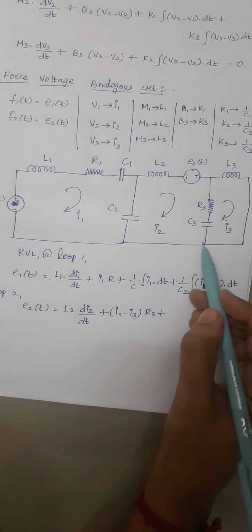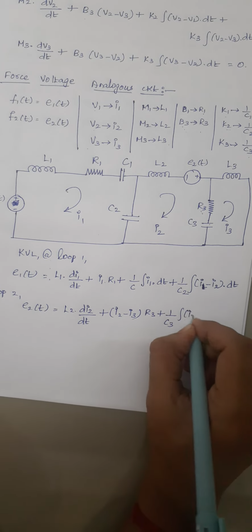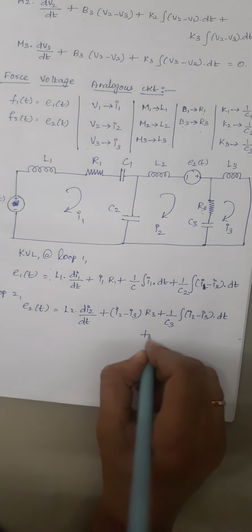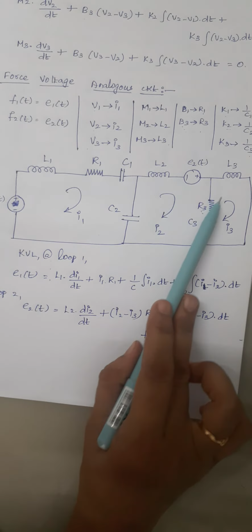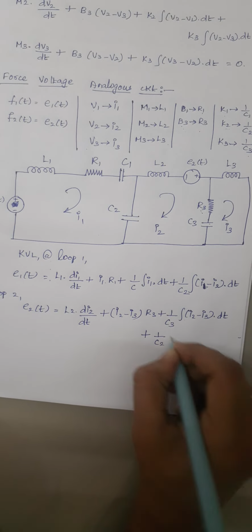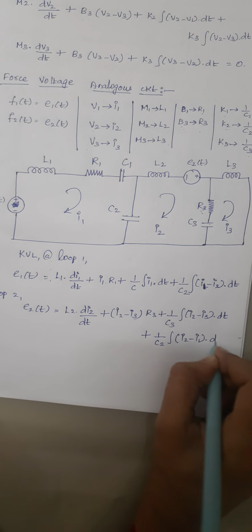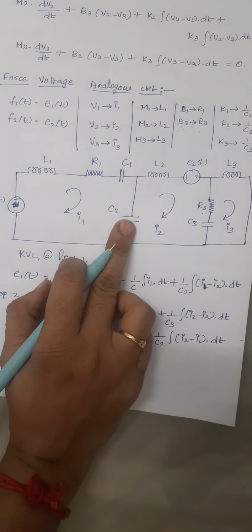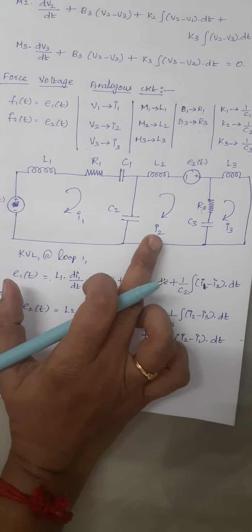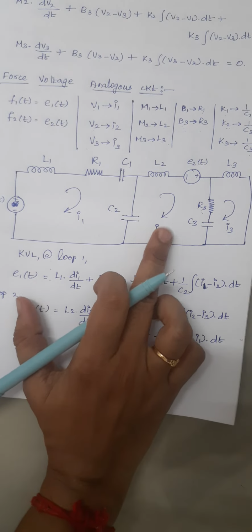Plus again, the voltage drop across the capacitor is given by 1 by C3 into the integral of (I2 minus I3) dt. Plus here we have the inductor, this voltage source, and the remaining one is this capacitor. So this is nothing but 1 by C2 into the integral of (I2 minus I1) dt, because this C2 is connected between loops 1 and 2, and the current flowing through the first is I1 and the second is I2.